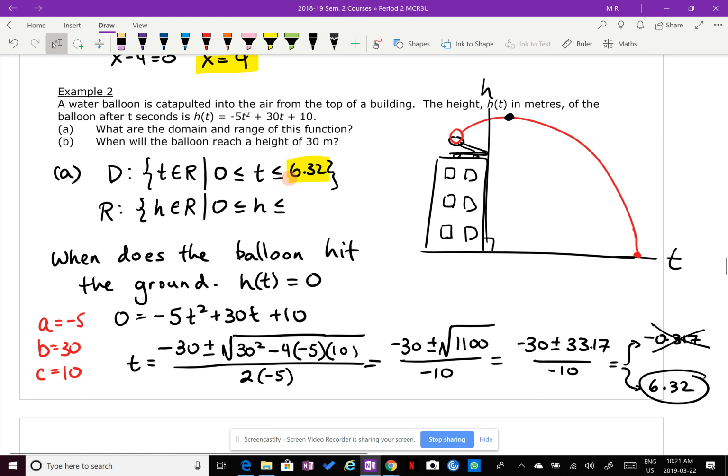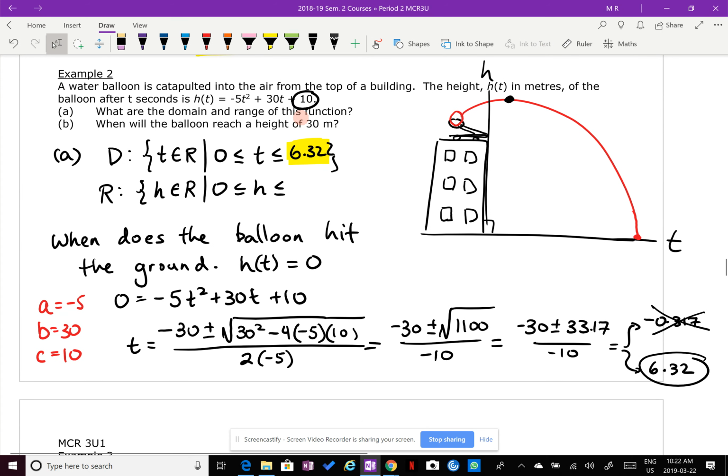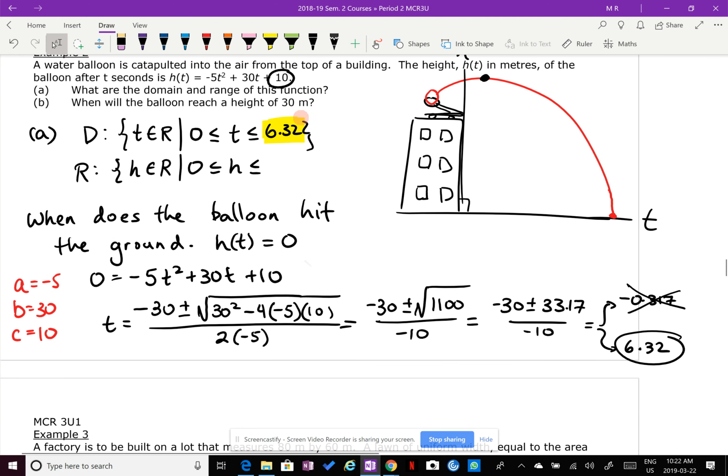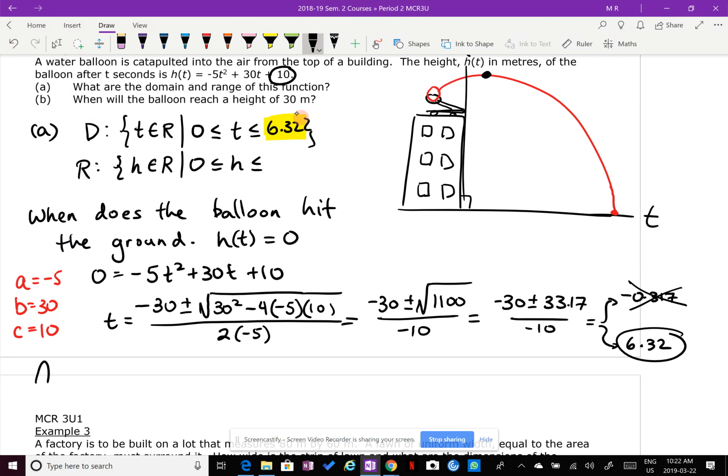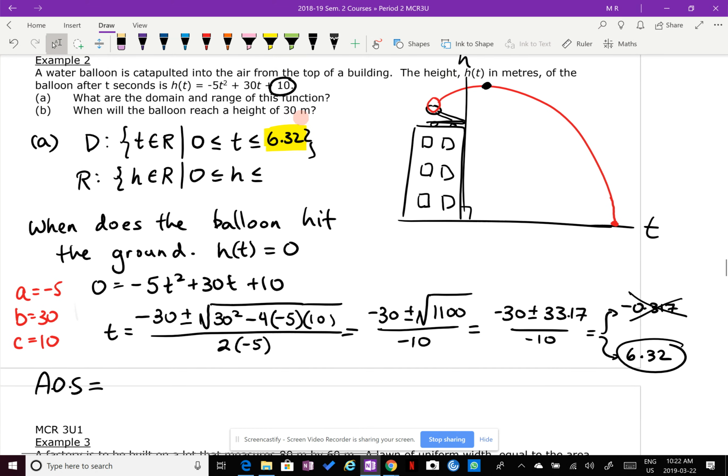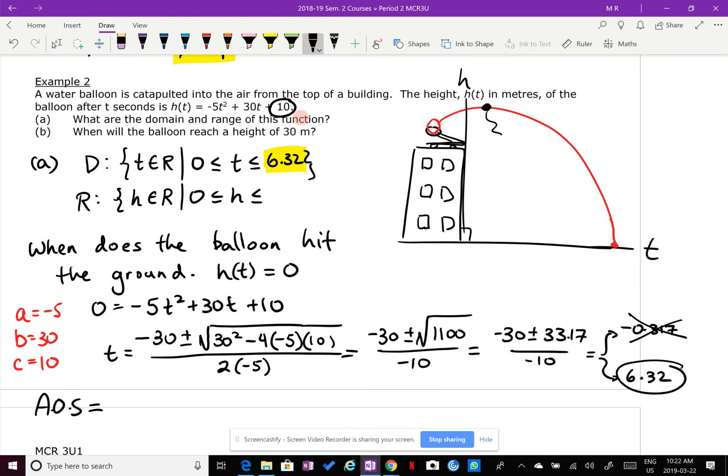Okay. Where does the balloon start? Well, according to my equation, the C value is my y-intercept. So that's at 10 meters. So my maximum value has to be higher than 10. Okay, so you have to remember, how do I find my maximum value? I'm going to start with my axis of symmetry. So I need my axis of symmetry to get the x-coordinate of my vertex. Remember, this is the vertex. So the vertex represents my maximum point.